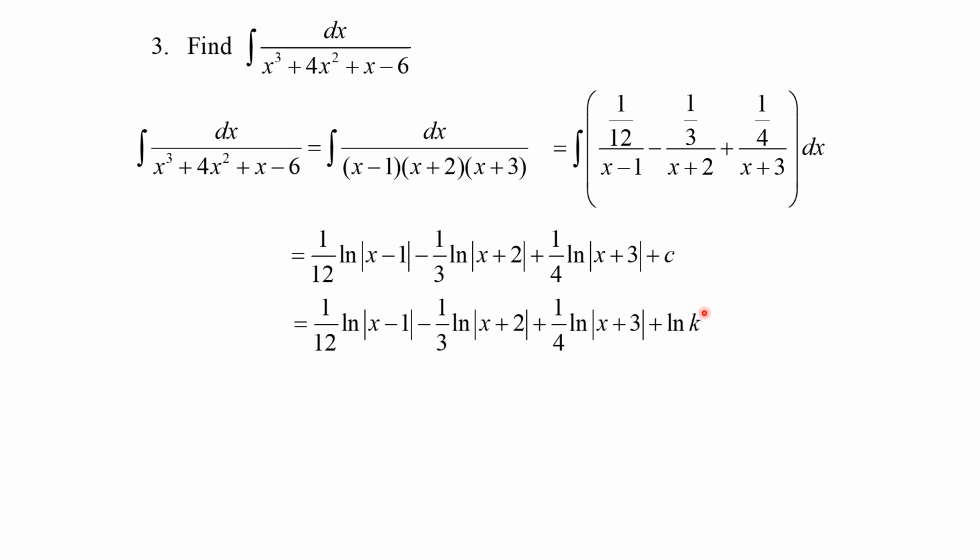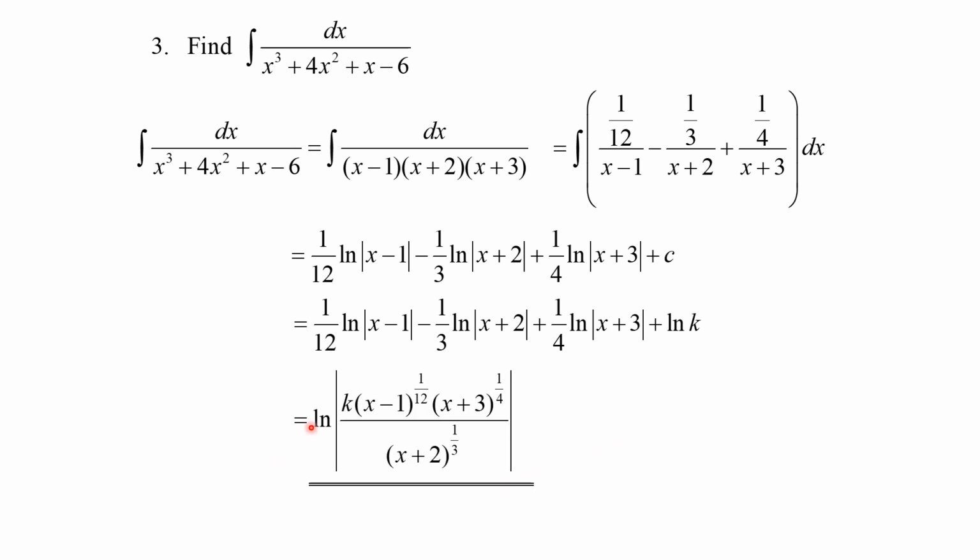Next, you can actually substitute c as ln k, and you can merge the functions together using the ln law. Whatever is added, you multiply at the top, and whatever is minus, you put at the bottom. As you are aware, 1 over 12 is actually the index for x minus 1, so you can write (x minus 1) to the power of 1 over 12.